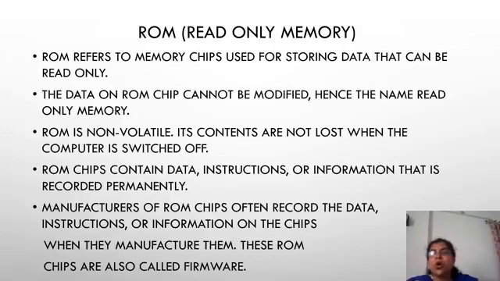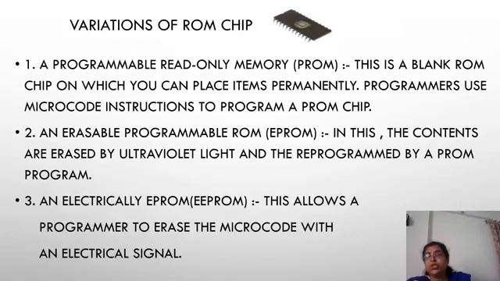Manufacturers of ROM chips often record the data, instructions or information on the chips when they manufacture them. These ROM chips are also called firmware. That is, when the manufacturer is making a ROM chip, only at that time it puts some information, some data on it. Those chips are called ROM chips, that is firmware. Now next, variations of ROM chips. There are different variations, different types of ROM chips.